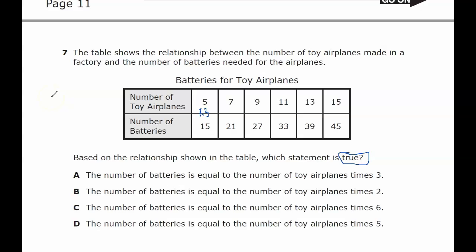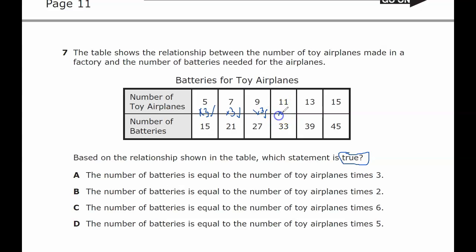So 5, 10, 15. Well, 5 times 3 is 15. Okay, so that's right. Let's look at 7 times 3. 3, 6, 9, 12, 15, 18, 21. So that's right also. 9 times 3. Okay, 3, 6, 9, 12, 15, 18, 21, 24, 27. So that one is also correct.